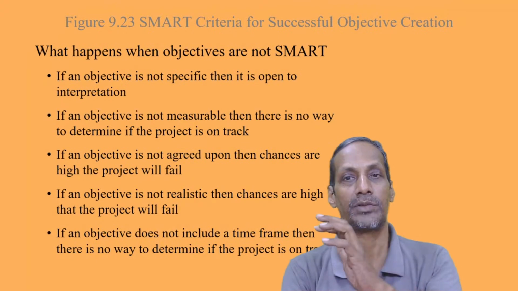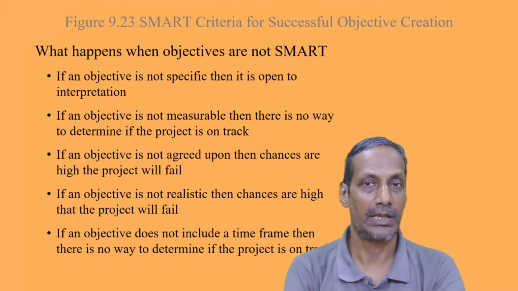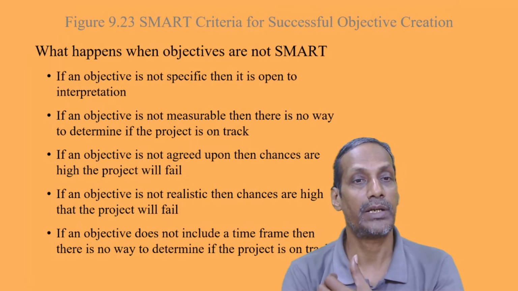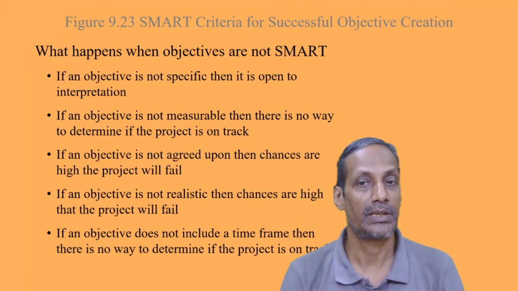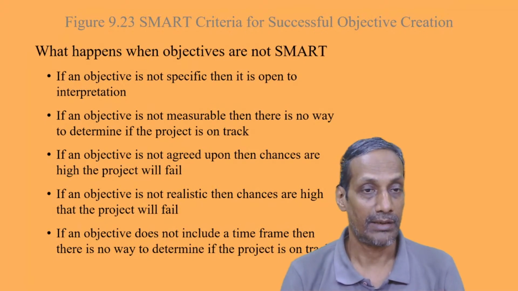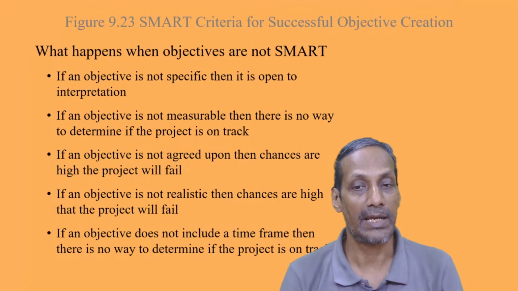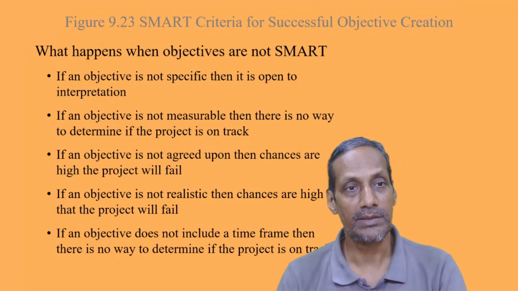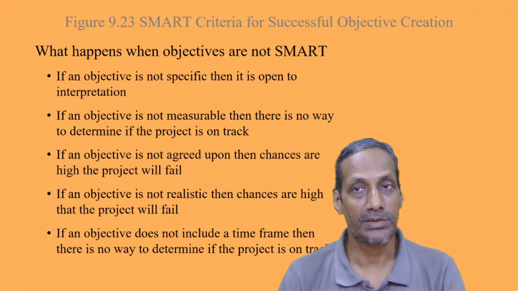Now, what happens when objectives of SMART are not met? If an objective is not specific, then it is open to interpretation. If an objective is not measurable, then there is no way to determine if the project is on track. If an objective is not agreed upon, then chances are high that the project will fail. If an objective is not realistic, then chances are high that the project will fail. If an objective does not include a time frame, then there is no way to determine if the project is on track or not. So it is advisable for information systems managers to follow the SMART criteria for successful objective creation.